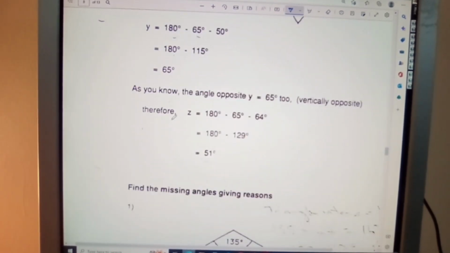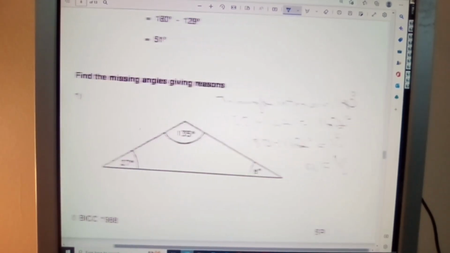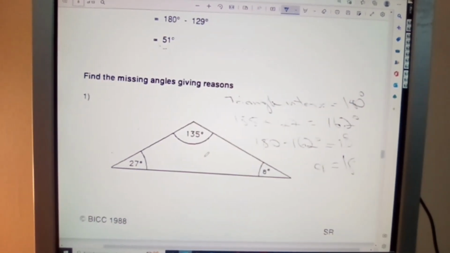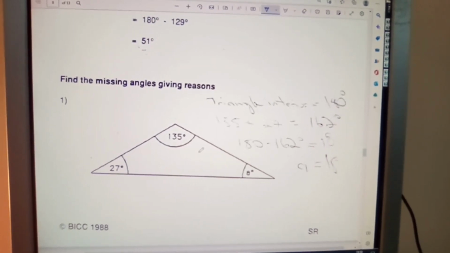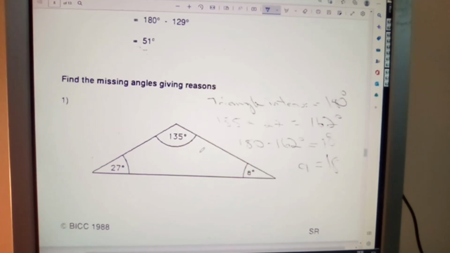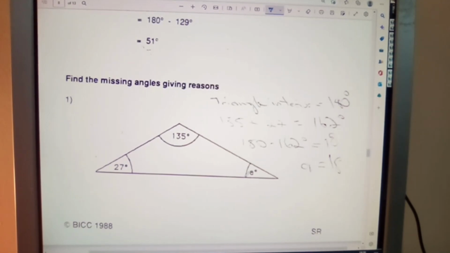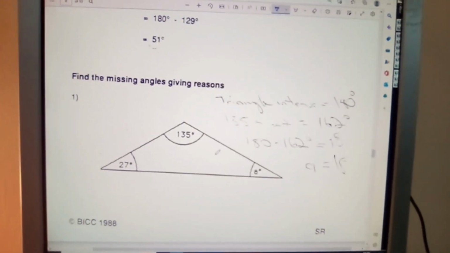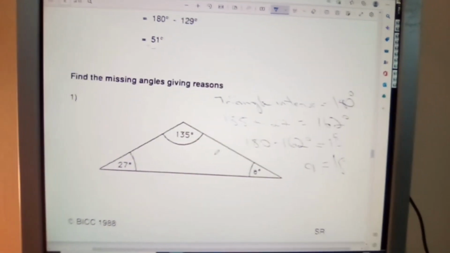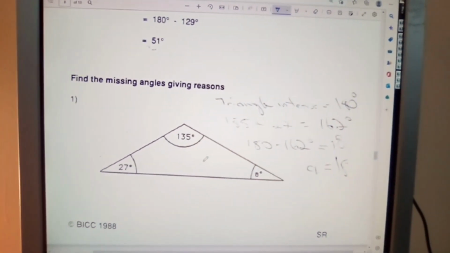Now, let me just go down a little bit. Find the missing angles given reasons. Well, 180 equals 18 degrees. Yes, it does, that's right. But remember, these are things for you to write out yourselves. You need to be able to draw the diagrams, the triangles. Look at what you're doing. Get familiar with different types of triangles. Know which ones you're dealing with. This is paramount for you to understand.